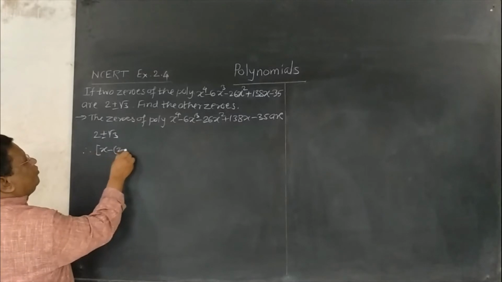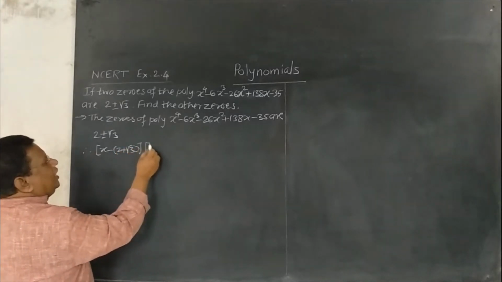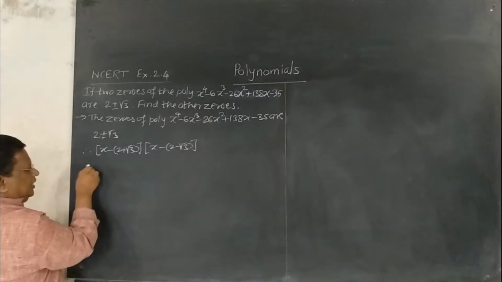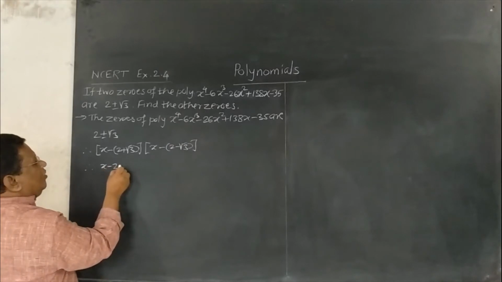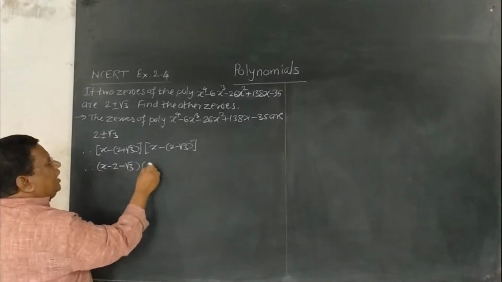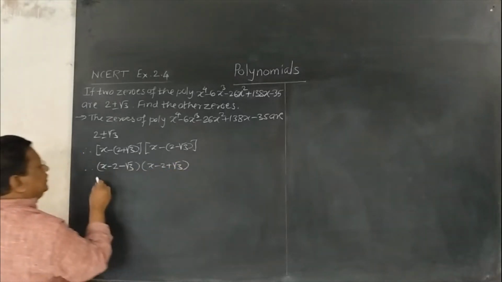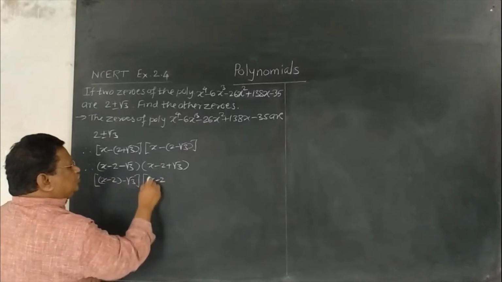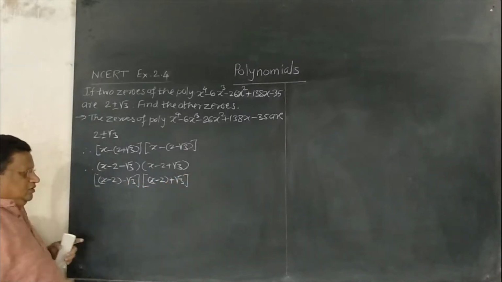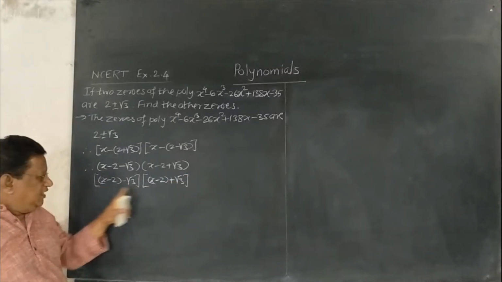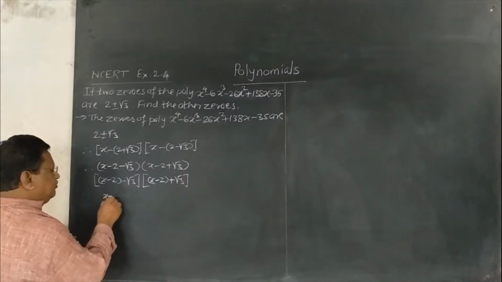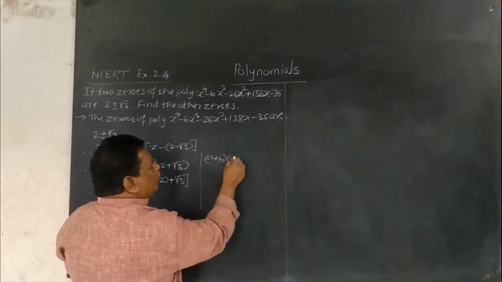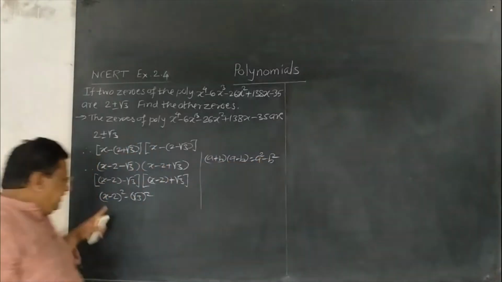Therefore, x minus 2 plus root 3 into x minus 2 minus root 3 are factors. So, x minus 2 minus root 3 and x minus 2 plus root 3. So, using the identity a minus b into a plus b is equal to a square minus b square. So, x minus 2 bracket square minus root 3 bracket square. This is identity a plus b into a minus b is equal to a square minus b square, using this identity.